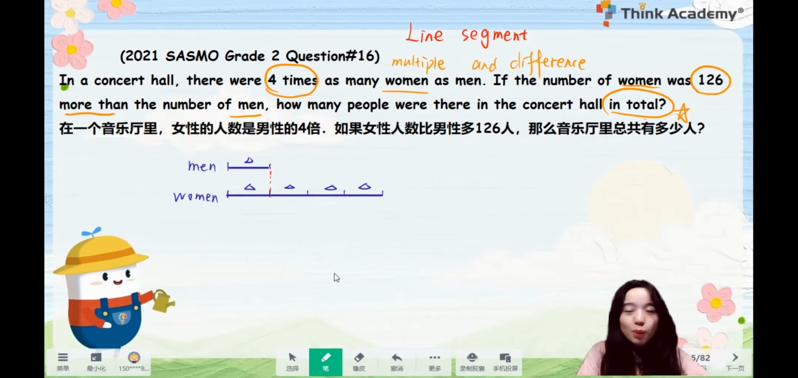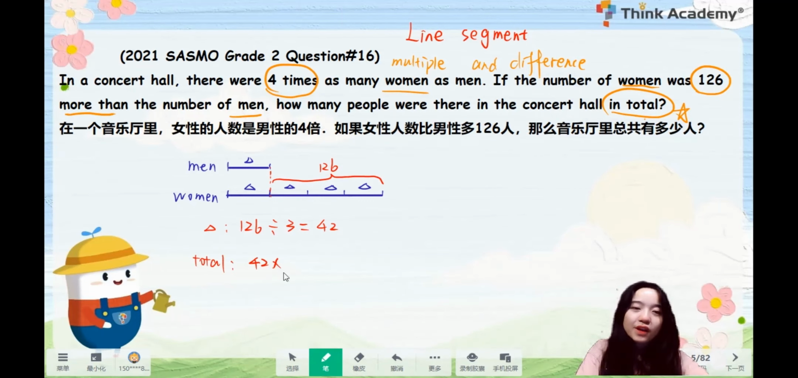Then we need to label the numbers in the picture. The longer part means 126 students, so label that with 126. As you can see, 3 lines represent 126 students. To get how many students one line segment or one triangle represents, we just need to divide it into 3 equal pieces. It is 42 people. And then let's count how many line segments there are in total. Good job. It is 5 parts.